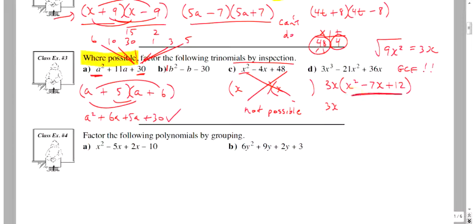So this trinomial, throw down a couple sets of brackets, do it by inspection. What times what is x squared? X times x. What two numbers multiply to 12 and add to negative 7?